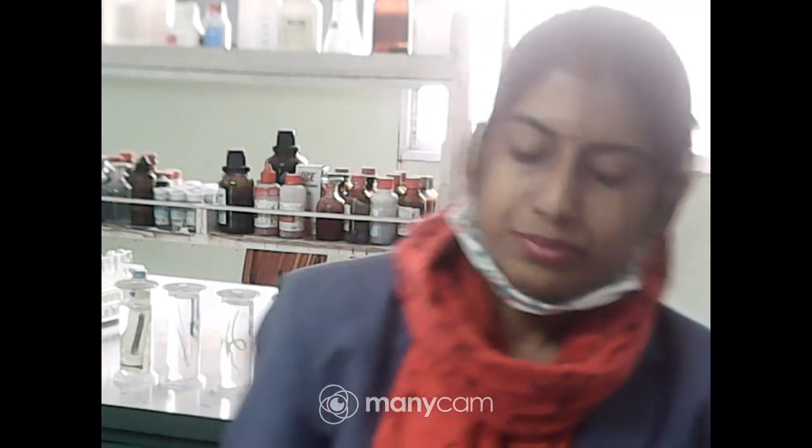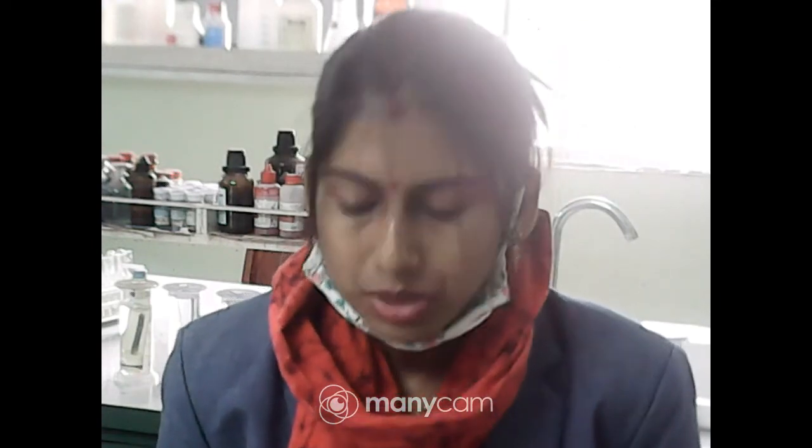Now for this practical, what precautions should we take? First, you have to observe the slide under the low power of the microscope, and after that under the high power. You have to use the fine adjustment screw of the microscope. First focus under the low power, then under the high. And be very careful whenever you are handling the microscope.